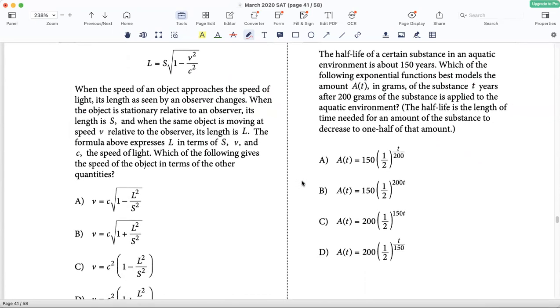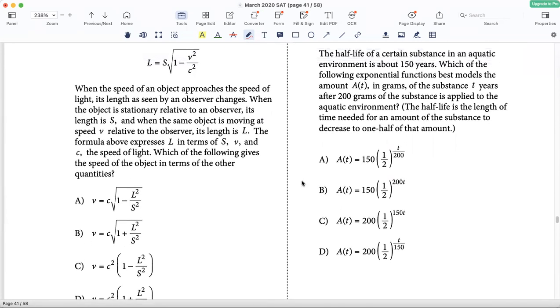When the speed of an object approaches the speed of light, its length as seen by an observer changes. When the object is stationary relative to an observer, its length is S. And when the same object is moving at speed v relative to the observer, its length is L. The formula above expresses L in terms of S, V, and C, the speed of light. Which of the following gives the speed of the object in terms of other quantities? Okay, so we have to make V the subject.